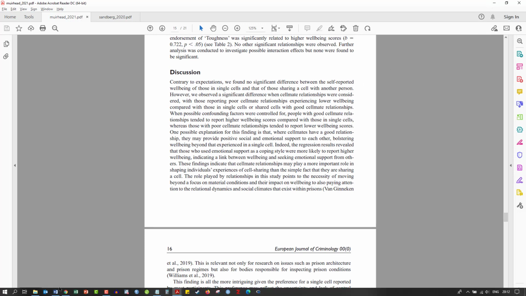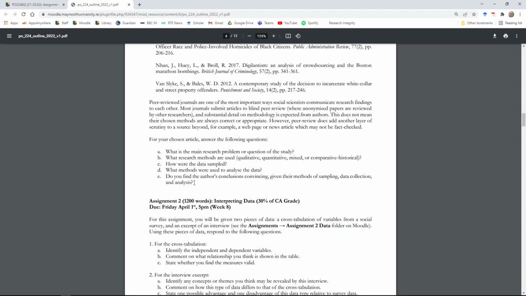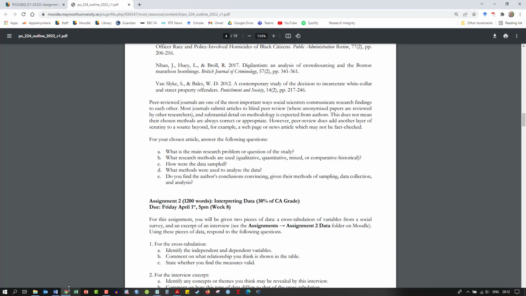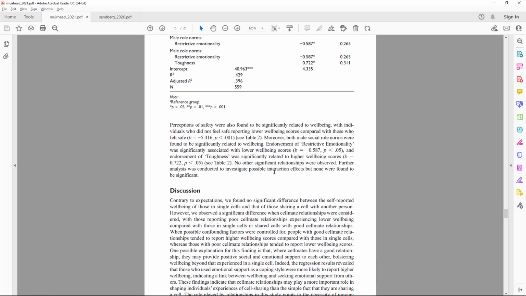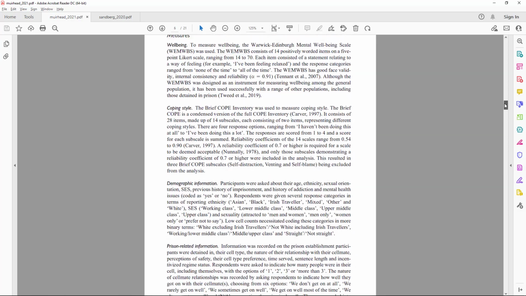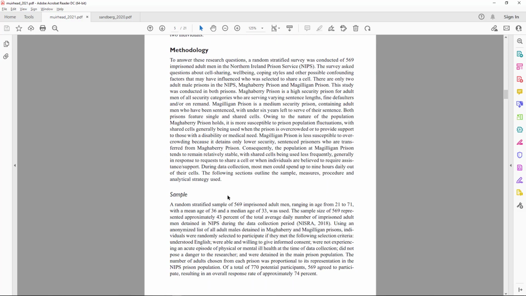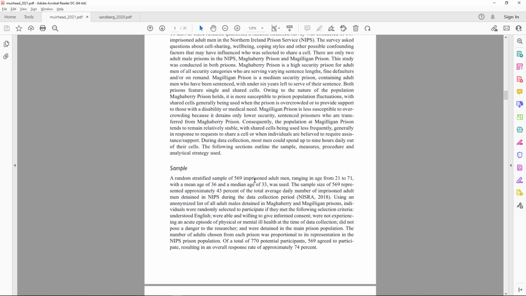Now the final question is the more engaged, more critical aspect of it: do you find the author's conclusions convincing given their methods of sampling, data collection and analysis? So the trick here is to go back through the paper and to think, well, if we take this article in terms of the sample, are there any things you can think of here that could be done differently or improved upon within the sample?